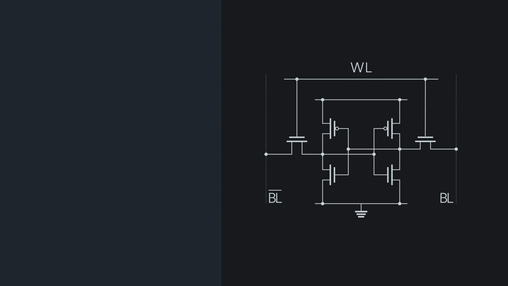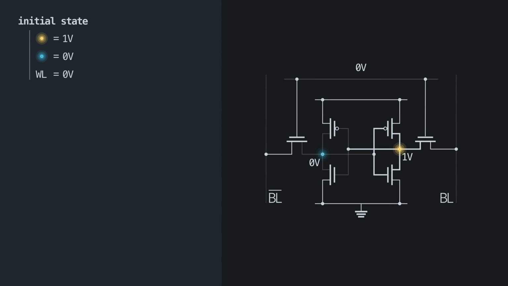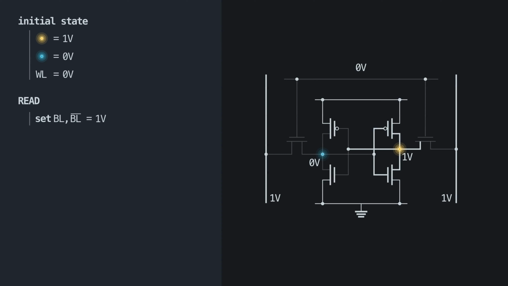I'll show Q bar as a blue dot and Q as an orange dot. If orange is 1, this would make blue a 0. Suppose we want to read the orange 1 value stored. This is roughly what happens. We start with the word line at the top, abbreviated WL, powered off. First, the bit lines on the left and right are pre-charged to the same voltage. Then, the word line is powered on. This turns on some transistors on either side that open access to the inner core.